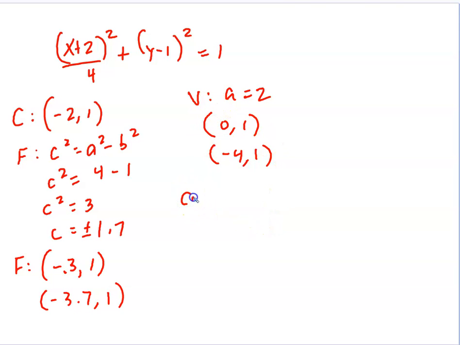We need the covertices because of graphing. So for covertices, we need to know what b is. Well, b squared is 1, so b is 1. Square root of 1 is 1. So for the covertices, we're going to travel up and down. So just think about being at the center and going up 1. That would be negative 2, 2. And if you went down 1, that would be negative 2, 0.